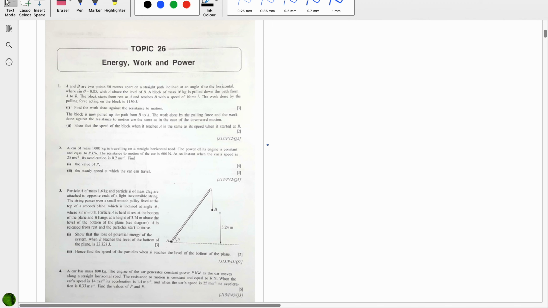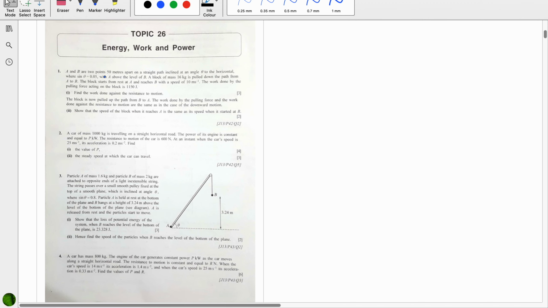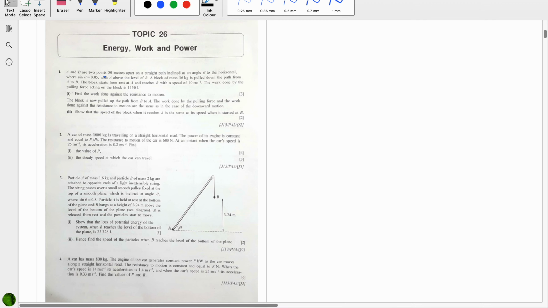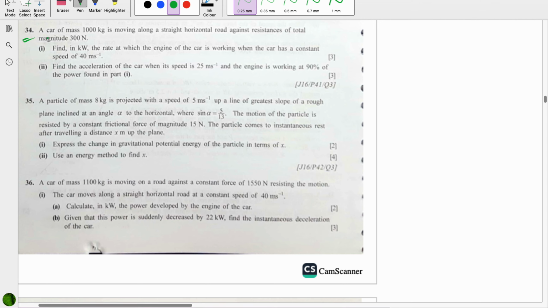So let's have a look at the first question. Question number 34. A car of mass 1000 kgs is moving along a straight horizontal road against resistances of total magnitude 300. So car mass 1000 kg and constant resistive force of 300 newtons. Find in kilowatt the rate at which the engine of the car is working when the car has a constant speed of 40.